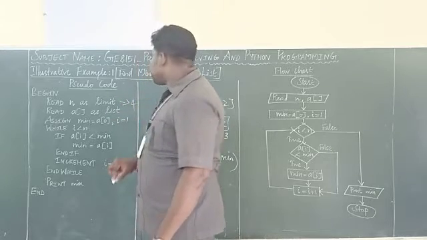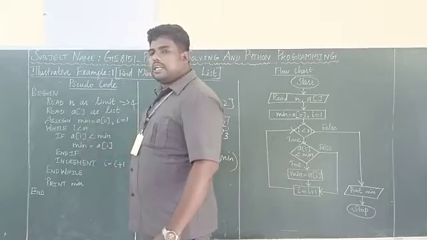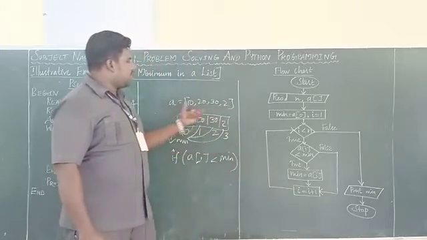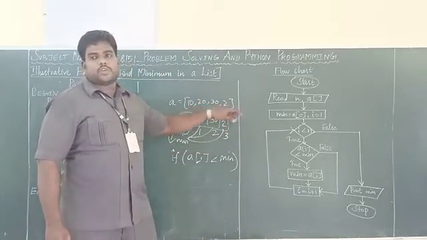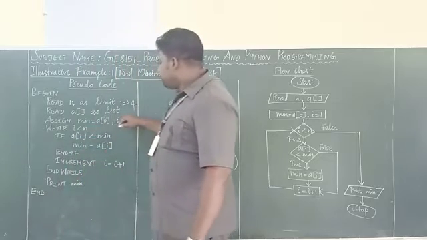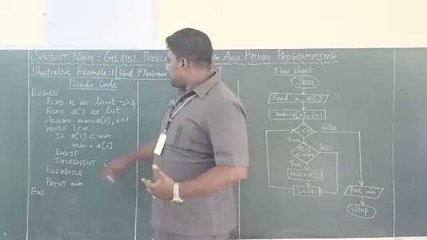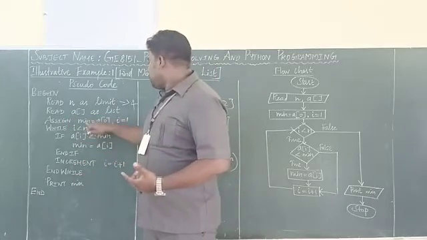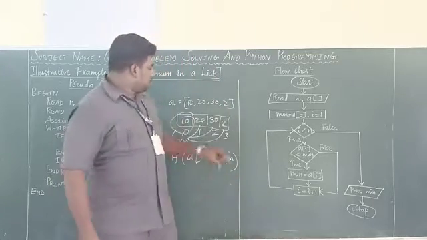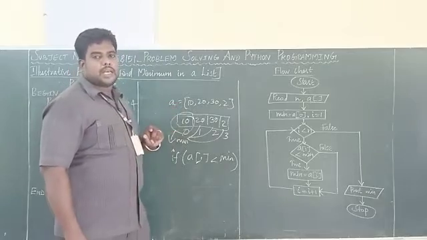Now read the list. So read the list with 4 elements: 10, 20, 30, 2. These are the list elements. Okay. Now, what's the next step? ASSIGN. Assign is also a keyword. Assign minimum equal to a of 0. So, this position is the minimum.